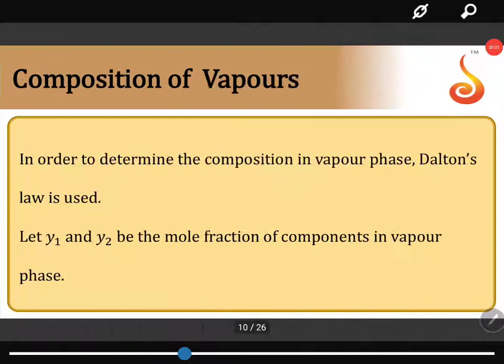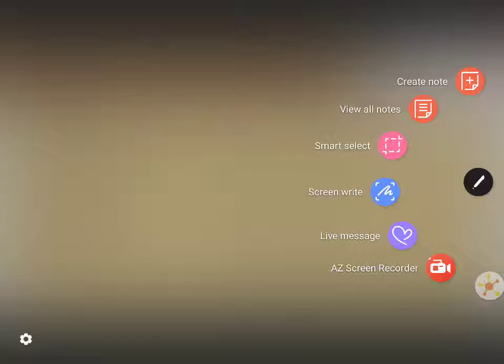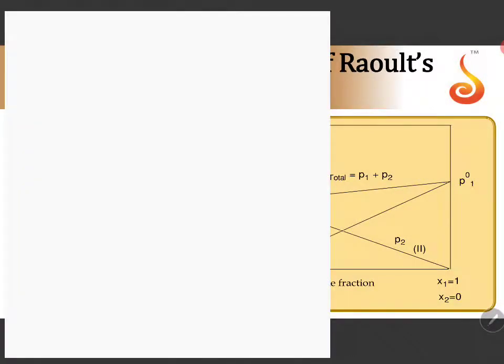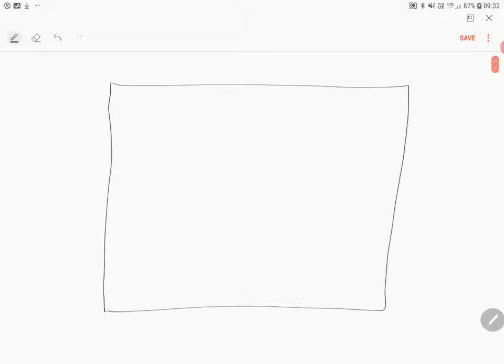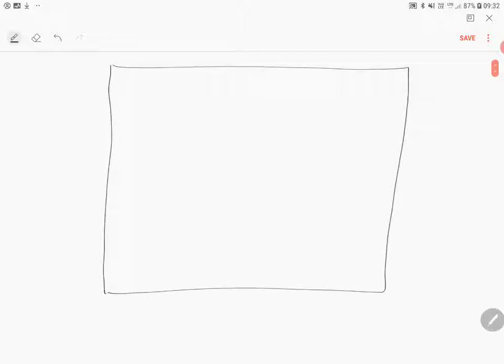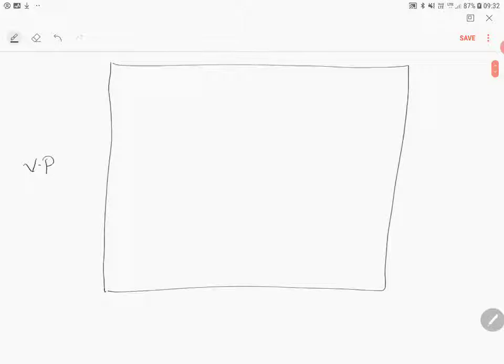Explain this graph now. The graph is very important. From this graph there are a lot of conclusions which can be drawn. So if you consider vapor pressure in the y-axis, this is also representing vapor pressure.